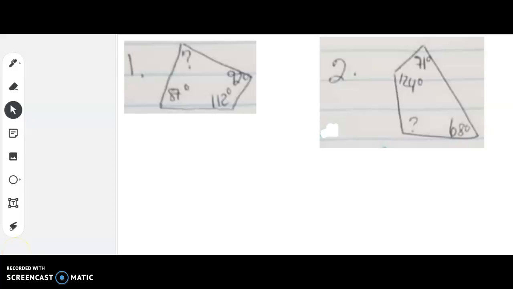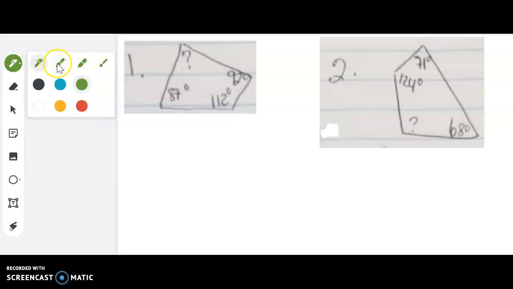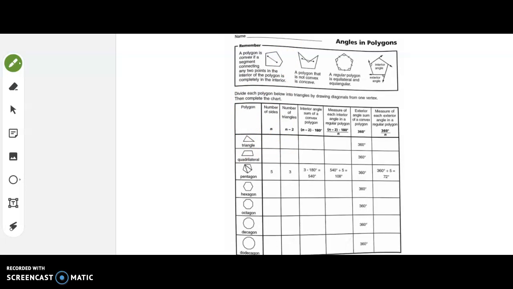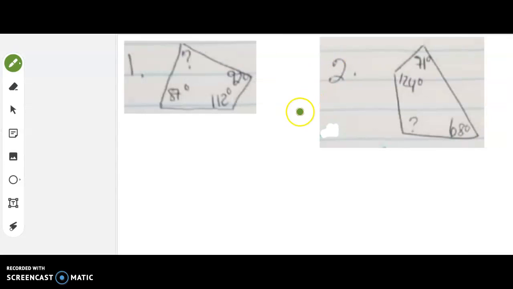Okay, so we have some examples here of the work you're going to be doing for today. This mainly works with the quadrilaterals. So let's take a look at this because we want to find the question mark. We want to find the missing angle. Since we have a quadrilateral, we can look back at our notes here that we filled out last time. And we can see that a quadrilateral would have 360 degrees.